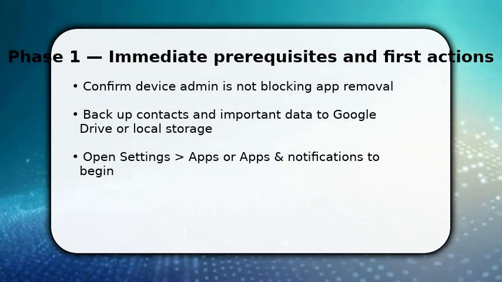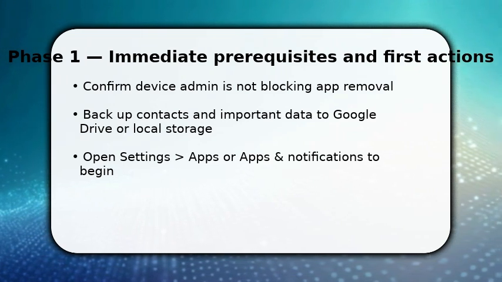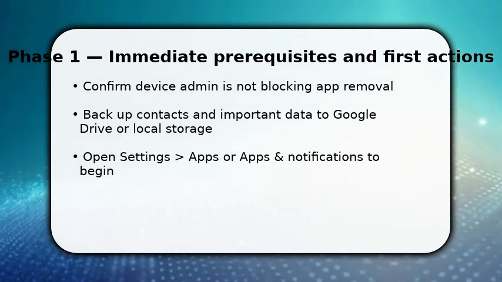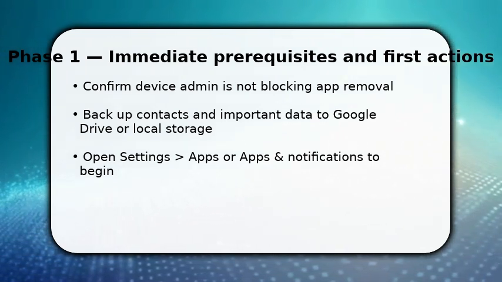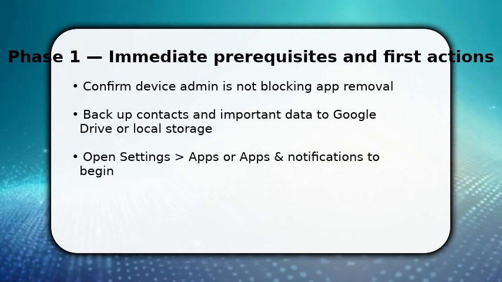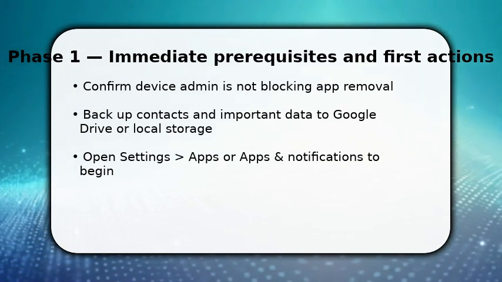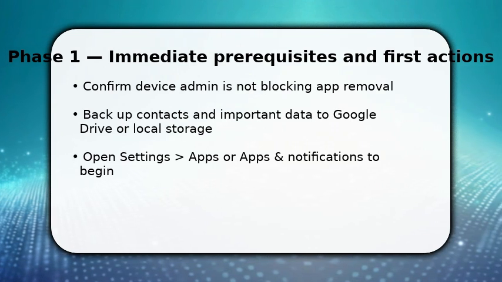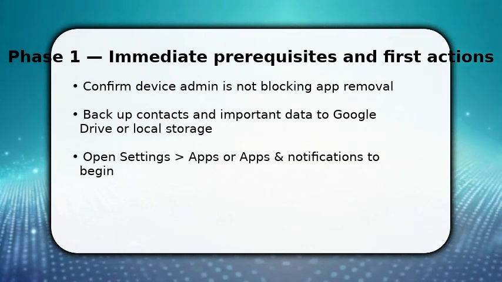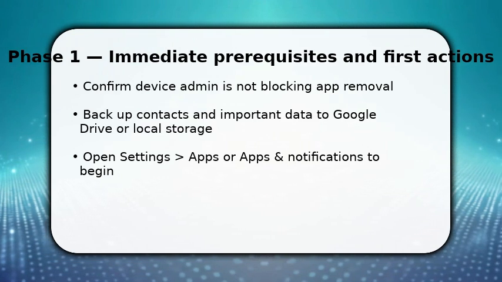Once done, open Settings, then Apps or Apps and Notifications. Make sure you view System Apps if needed. You will act on the first Google app listed. Tap it to reveal options. This step prepares you to safely disable or uninstall while preserving data and avoiding sudden permission issues later.